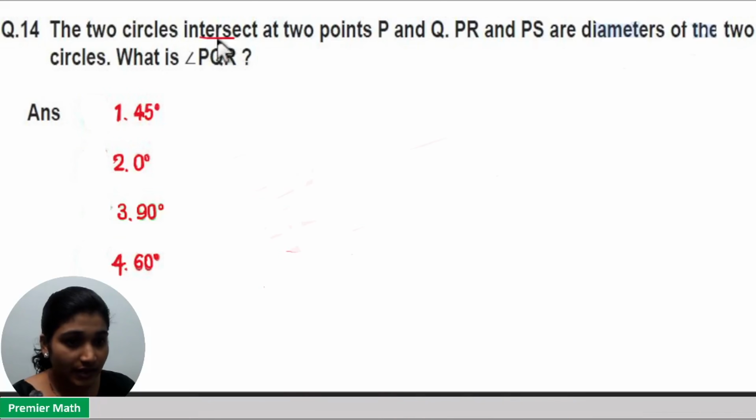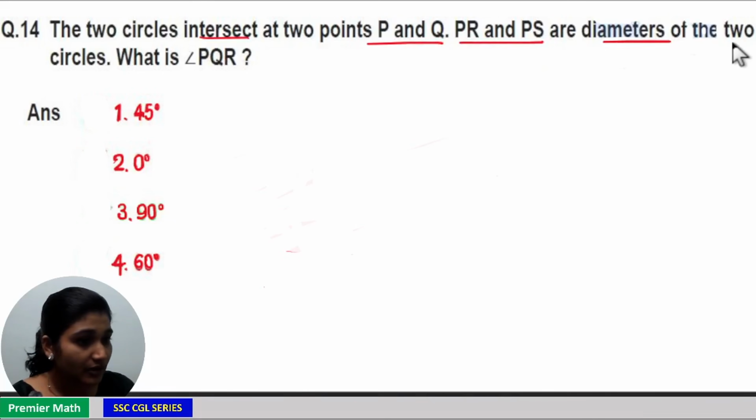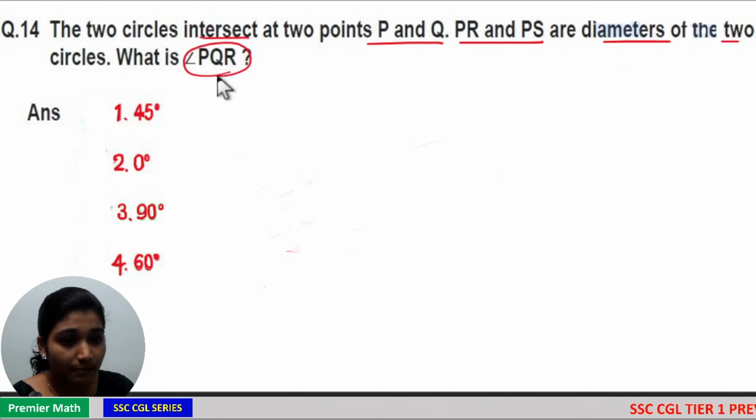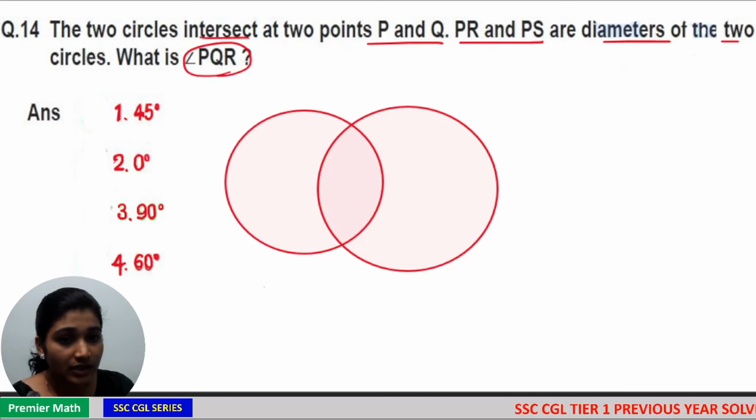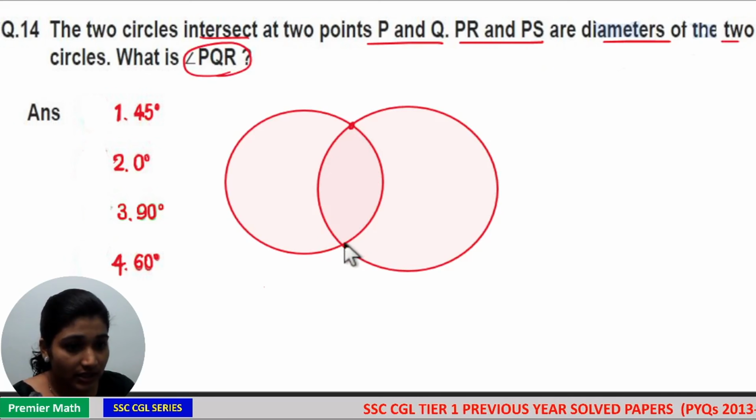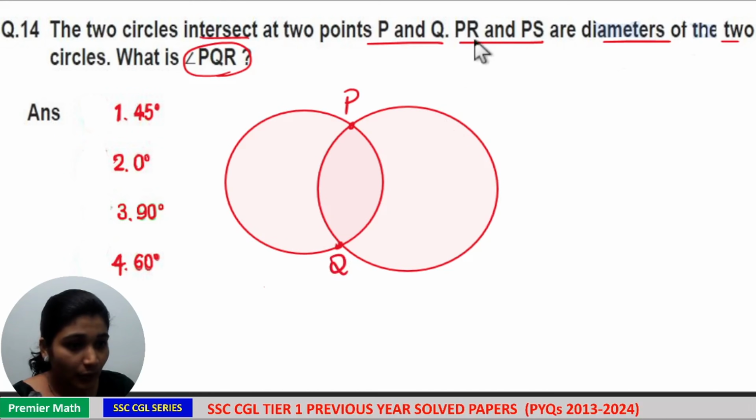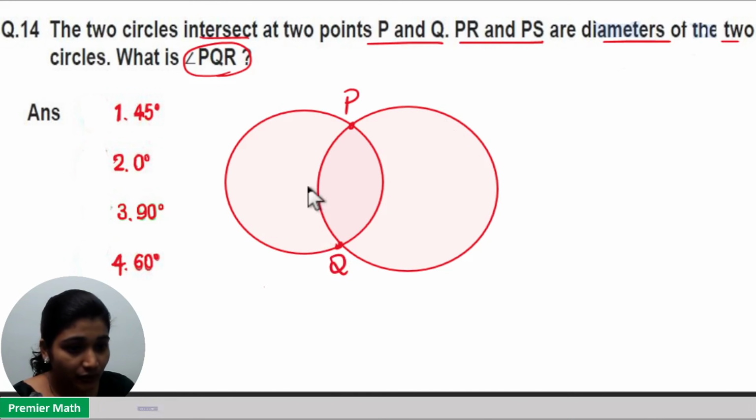The two circles intersect at 2 points P and Q. PR and PS are diameters of the two circles. What is angle PQR? Here, if these are two circles, these two circles intersect at the point P and Q. Now, PR and PS are diameters of the two circles. So, mark the center.